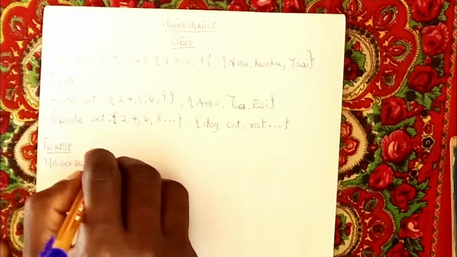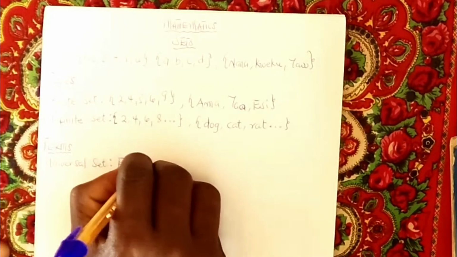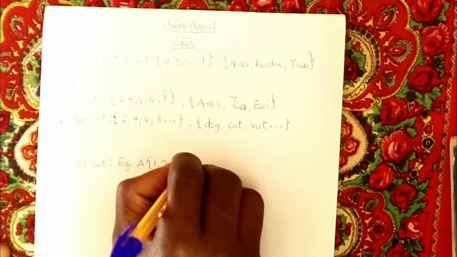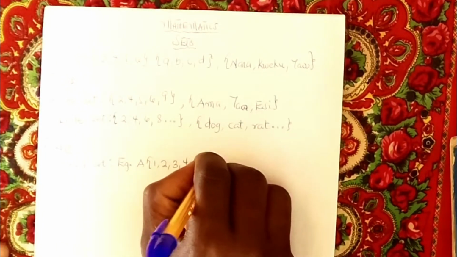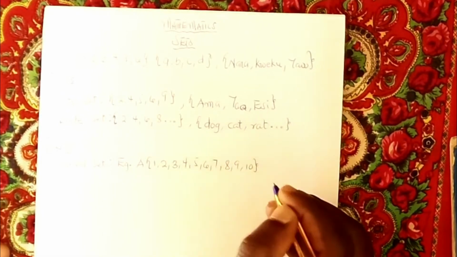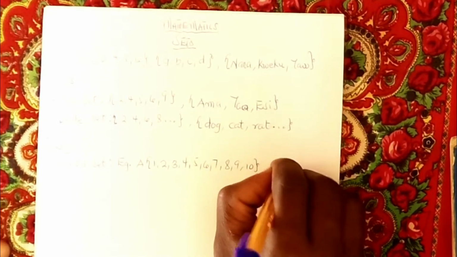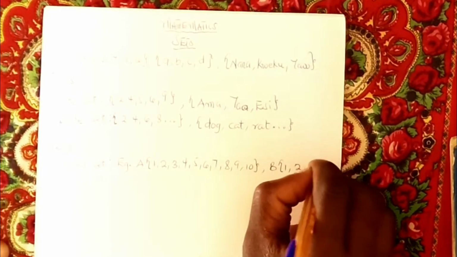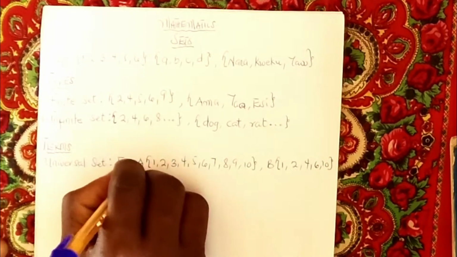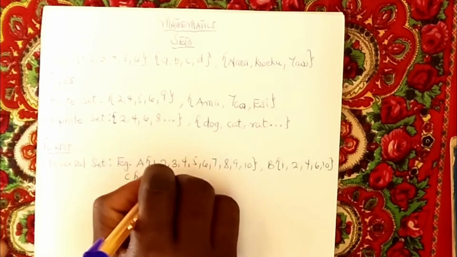An example is a set A. We have 1, 2, 3, 4, 5, 6, 7, 8, 9, and 10. Another set, set B, has elements of 1, 2, 4, 6, and 10. And the last set, set C, has elements of 7, 9, 8, and 2.